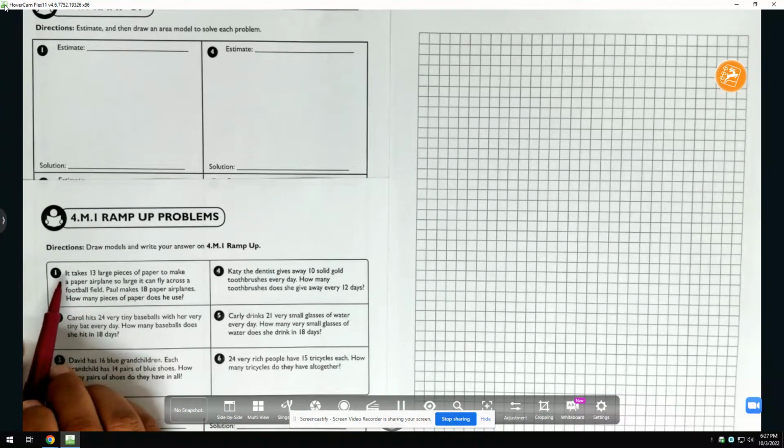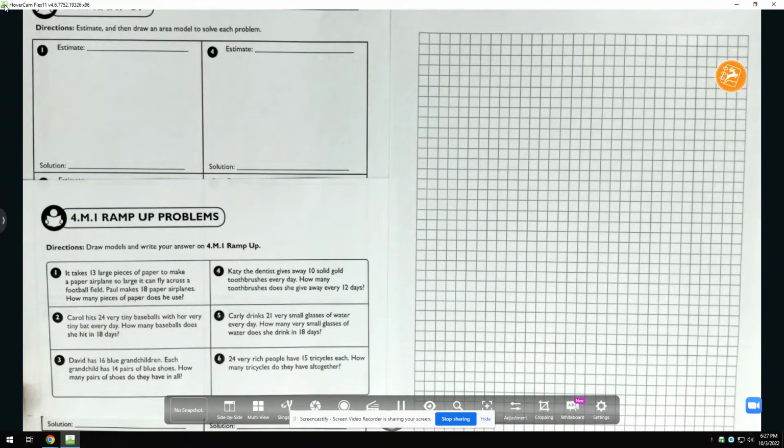All right, so the first one reads, it takes 13 large pieces of paper to make a paper airplane. Let me read that again. It takes 13 large pieces of paper to make a paper airplane so large it can fly across a football field. Paul makes 18 paper airplanes. How many pieces of paper does he use?